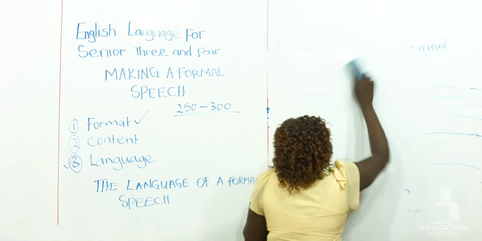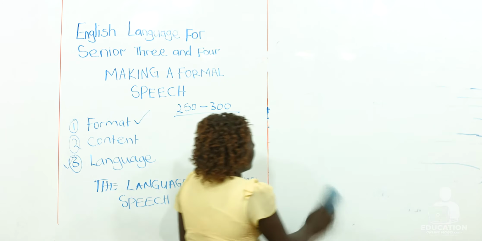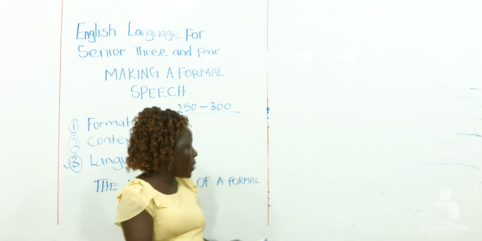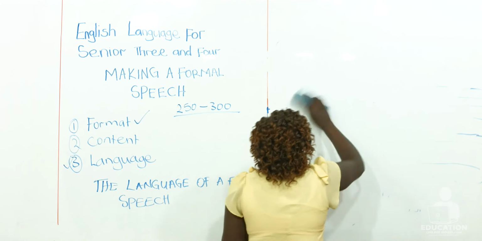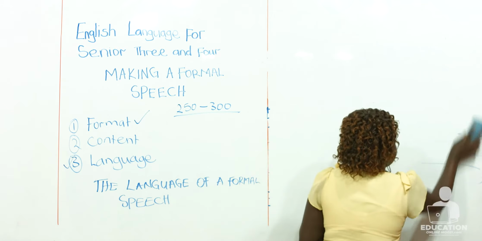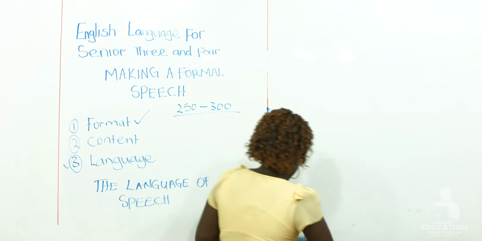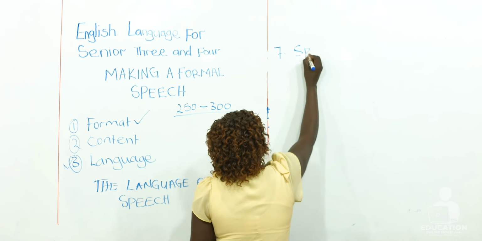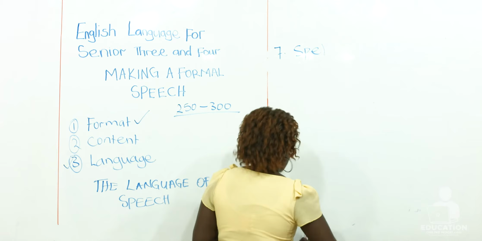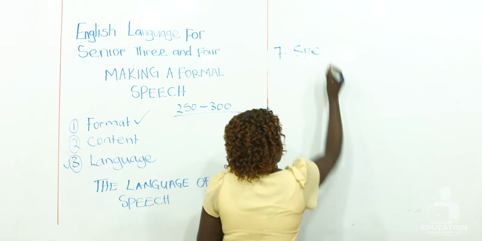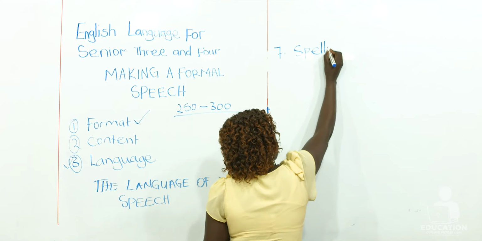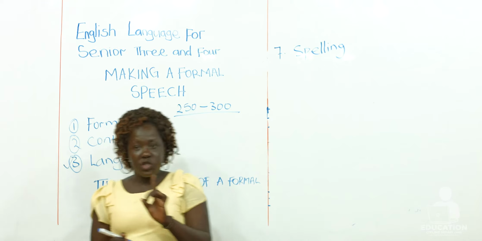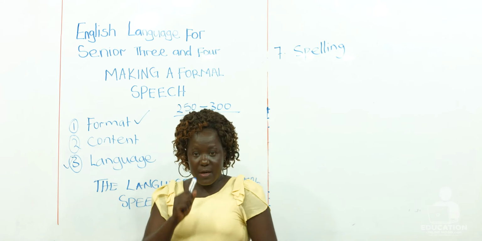Here, we are talking about spellings. Number 7, we are talking about spellings. Write the word spelling in number 7. Number 7 here, spelling. Right. This is the most controversial issue in writing.